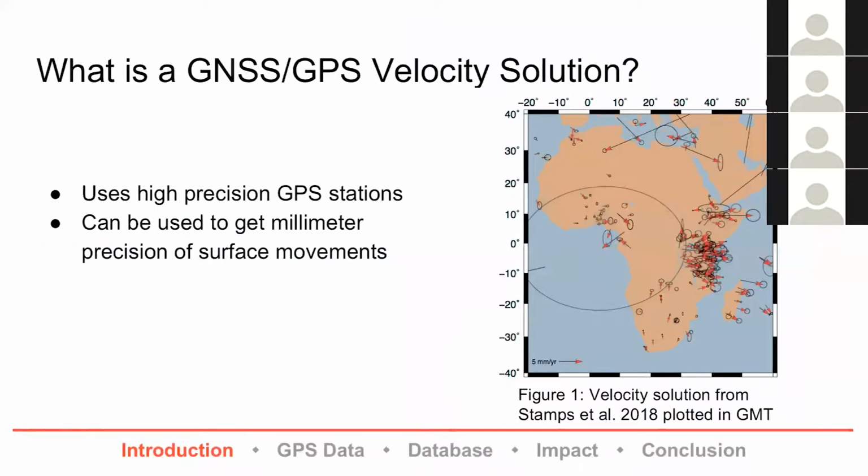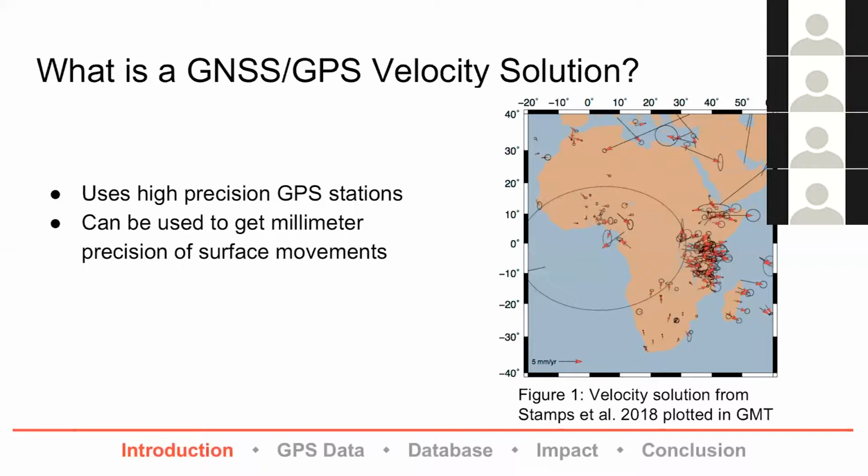All right, so what is a GNSS or GPS velocity solution? We use GPS to study Earth movements, as we all know here at UNAVCO, but we can use this for a huge variety of purposes. Specifically for me, this type of velocity solution is more large scale. I work under Dr. Sarah Stamp, and she can only think big. So we're looking here at one of her plots from Africa.